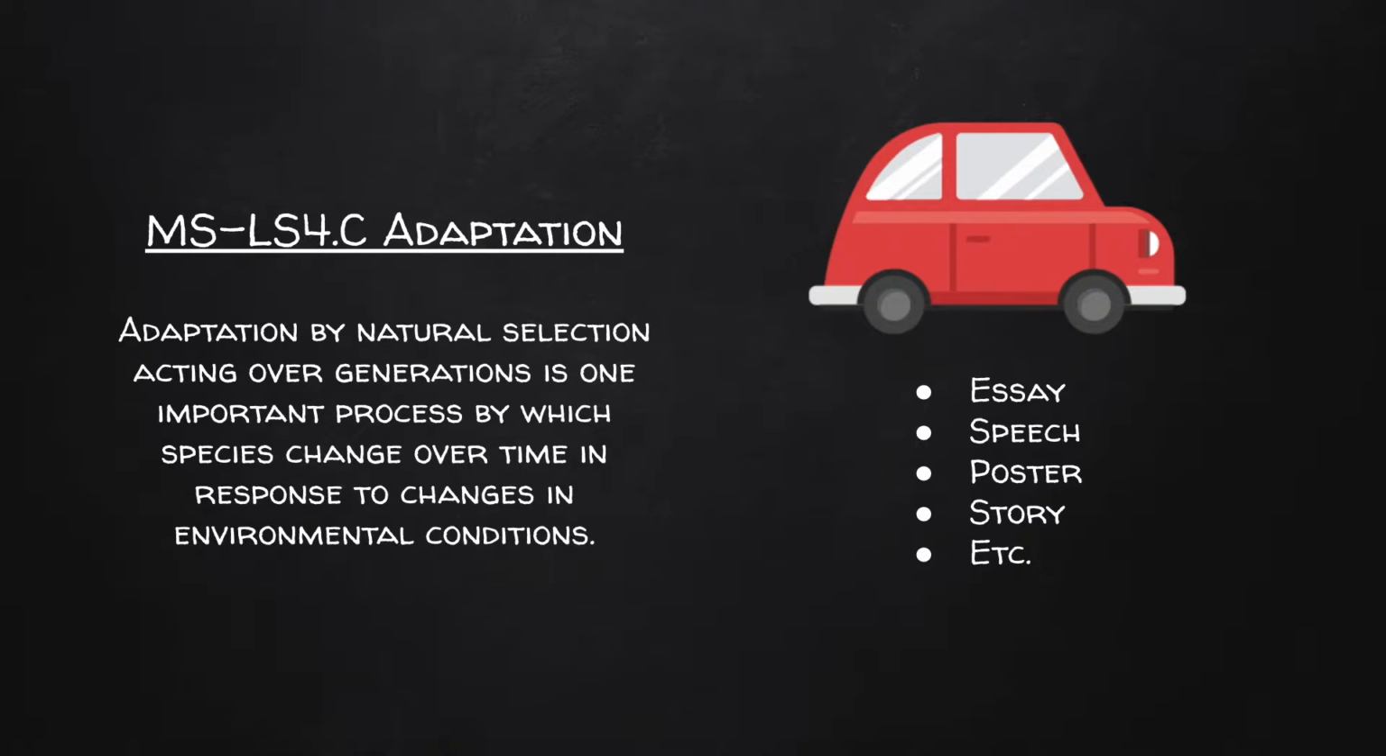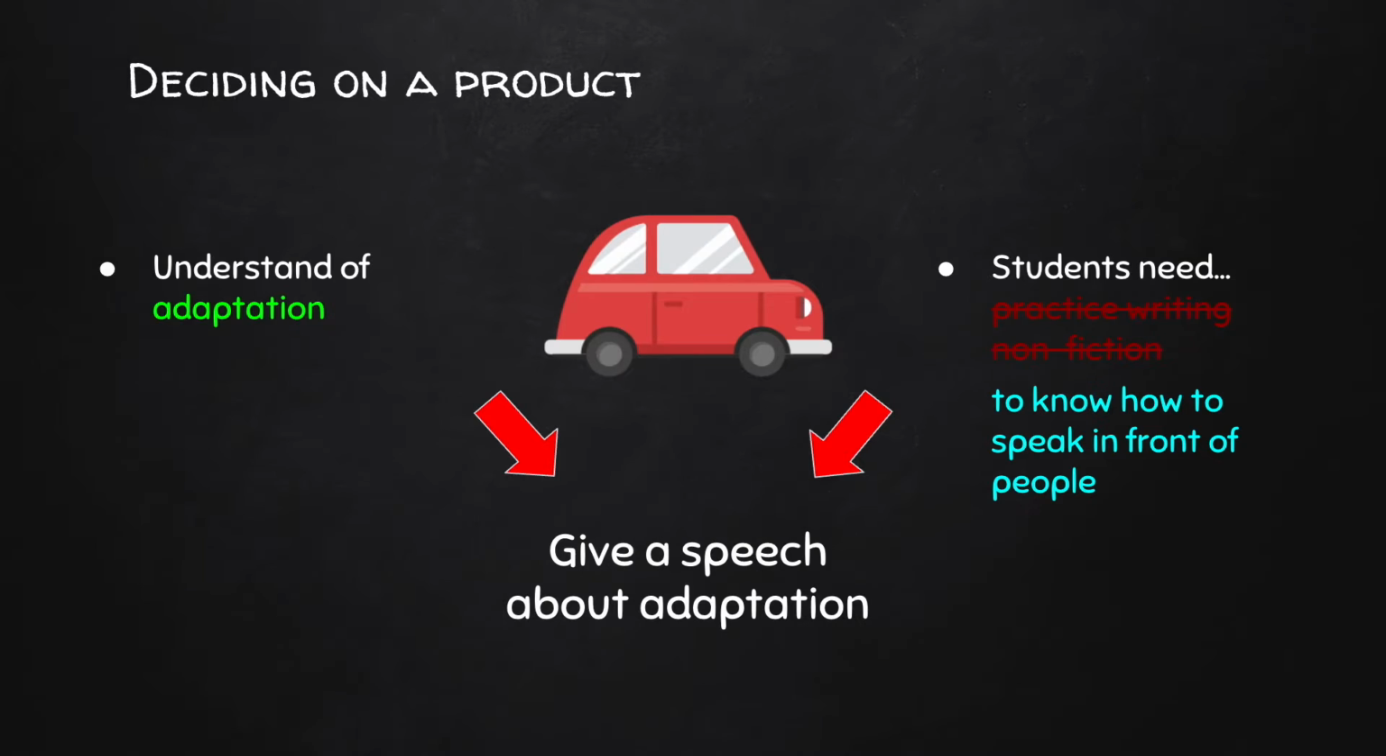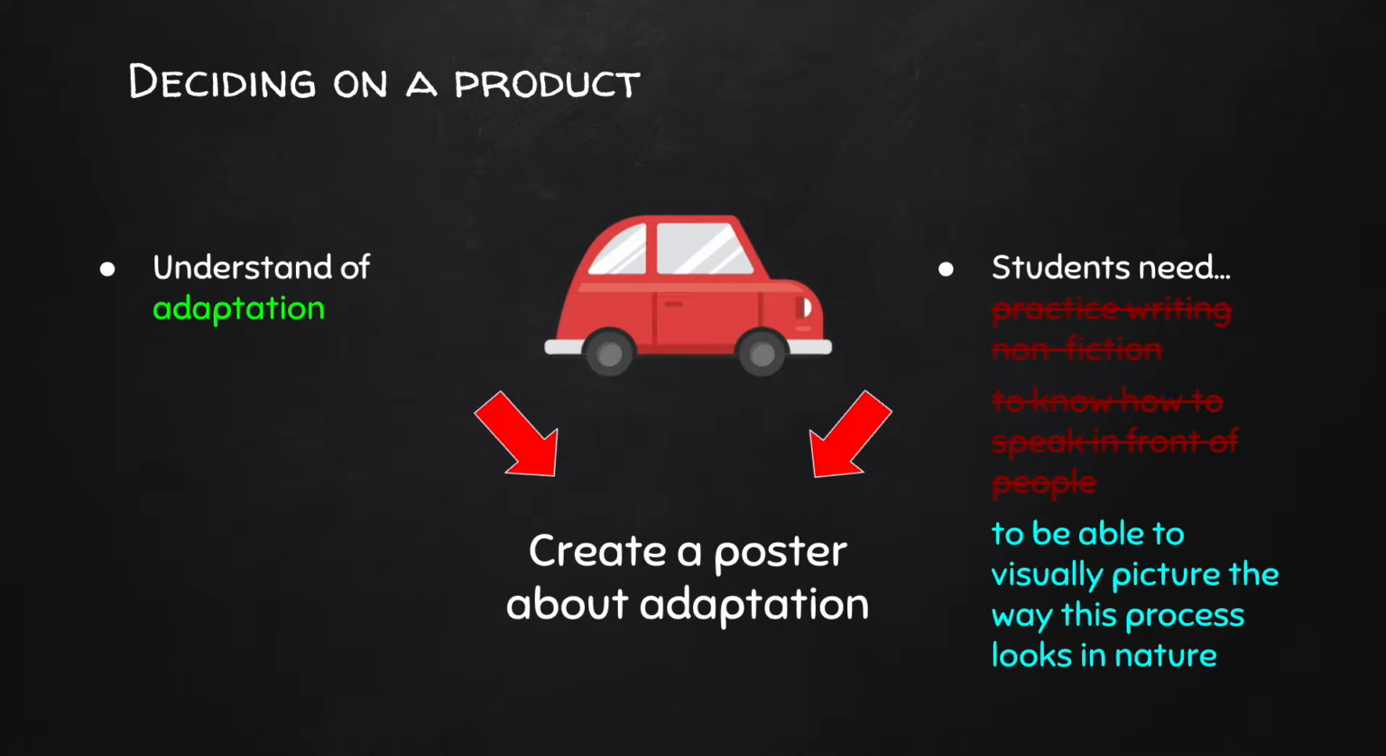And which of those ideas you choose has to do with what else you want students to learn in the process. So on one hand, I want students to understand adaptation as a concept. But I also know that my students need practice in other skills. If my students need practice writing nonfiction paragraphs, I'm going to have them write a paragraph about adaptation. But maybe they don't need that. Maybe I really want my students to work on how to speak in front of people, in which case I'm going to have them give a speech on adaptation. Or maybe I think that students really need to focus in on being able to visually picture the way adaptation looks in nature, in which case I'll have them create a poster about adaptation.